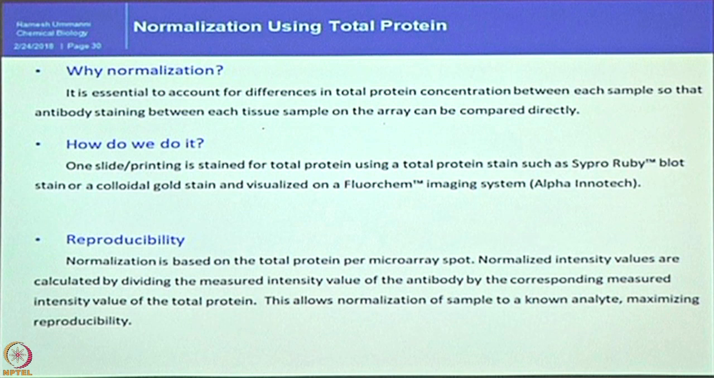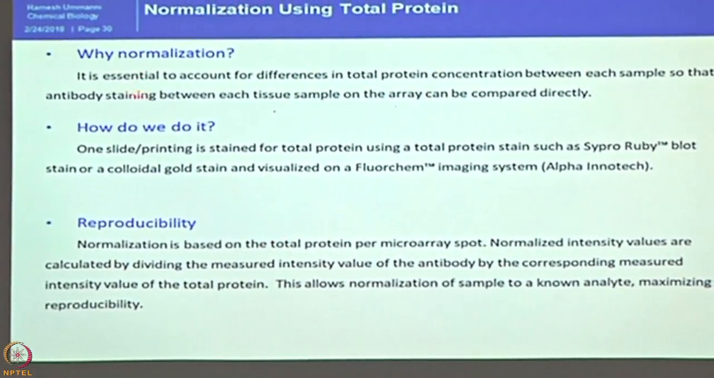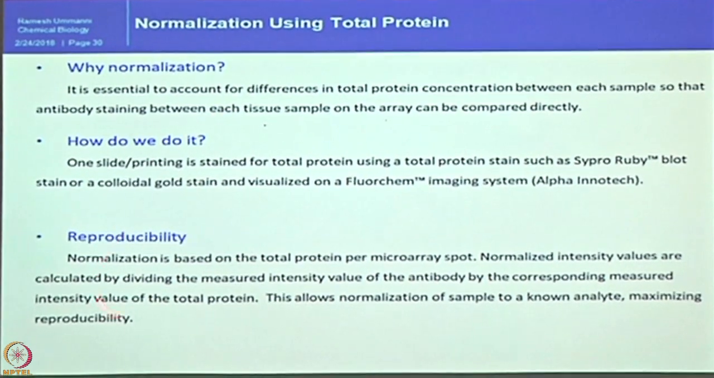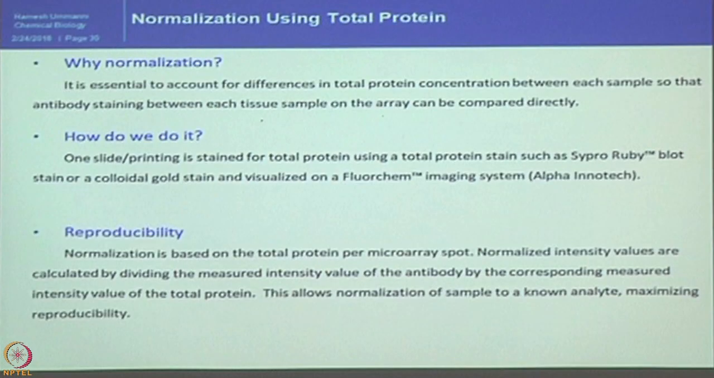So, how can we do this? Among the methods explained in the previous slide, at least we used to follow the total protein normalization method, which is easier to do and also reliable. So, how do we do that? We always print a lot of slides. One slide after every 10 slides will be used for this normalization method. Every 11th slide, 21st, 31st and 41st slide will be used as normalizing slides. This will definitely give reproducibility. This normalization is based on the total protein per microarray spot.